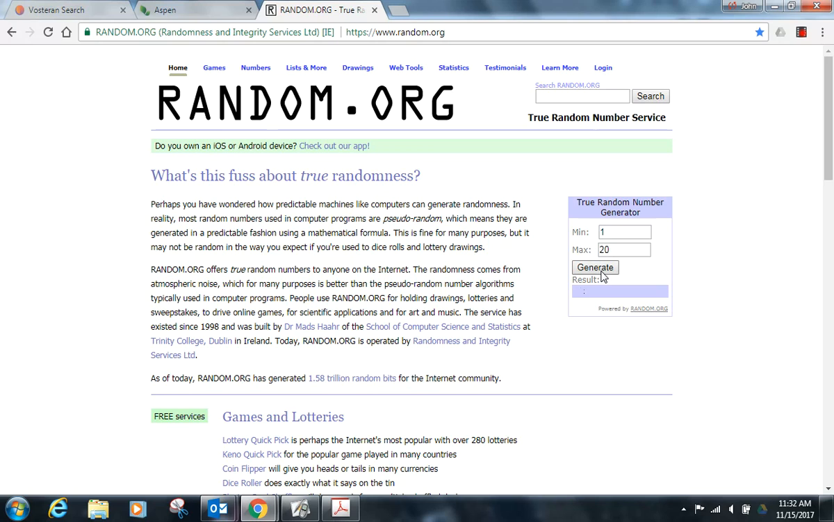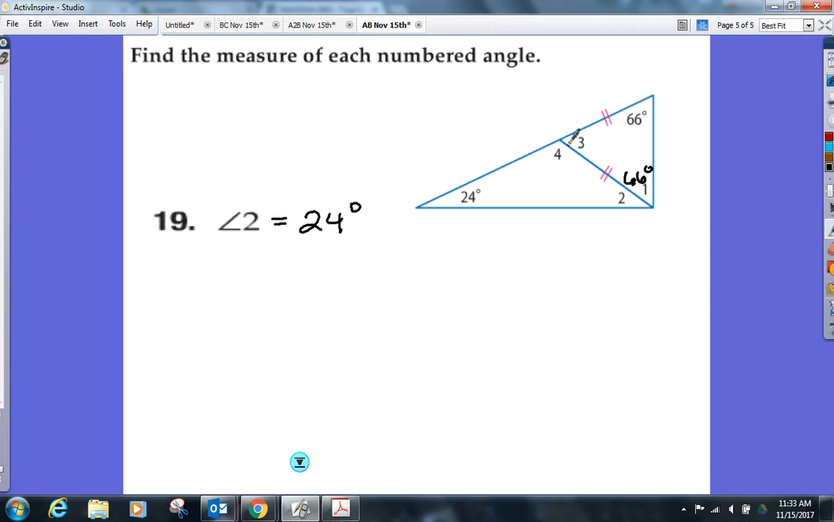I'm going to go this way. 180 degrees. So I should have how much left over for angle 3? 48. What do you know about these two? Linear pairs are supplementary. So this would have been 132. Again, how many degrees in a triangle? 180. So this would have ended up being 24 as well. Okay. Questions?